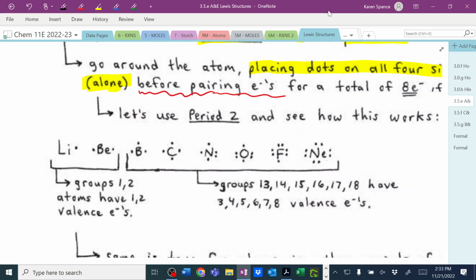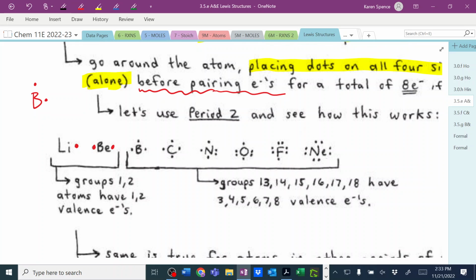Now, to be honest, here we go, we've got lithium. Does it matter whether I put the electron here or on the top? Doesn't matter. For beryllium, does it matter if I put the electrons on either side or if I was to do it like this? Does it matter? No. Boron, as long as there's 3 of them on separate sides, it's fine. Are we feeling good about these structures? Okay, very good.